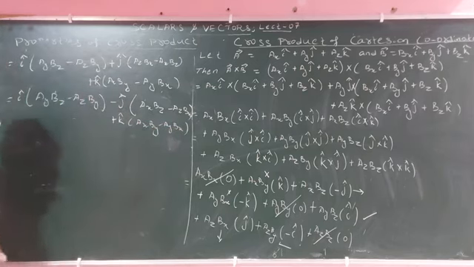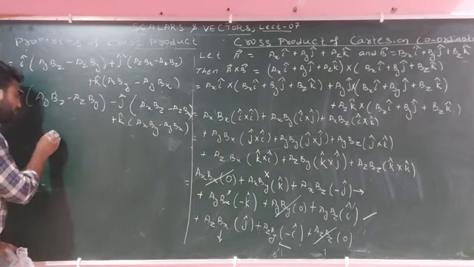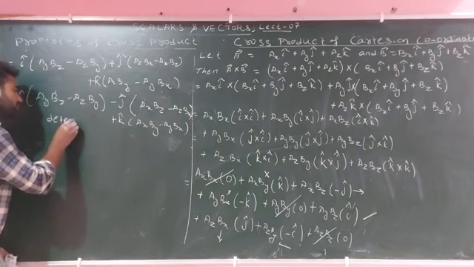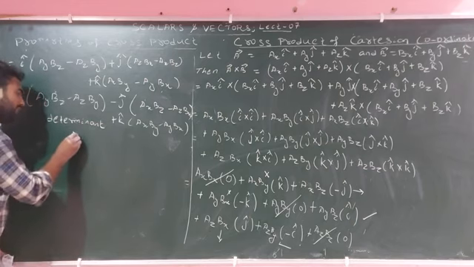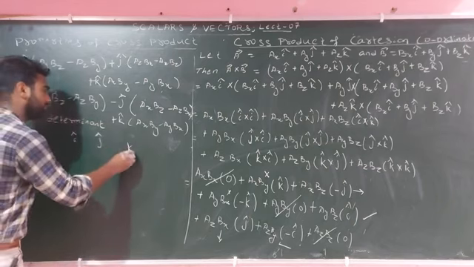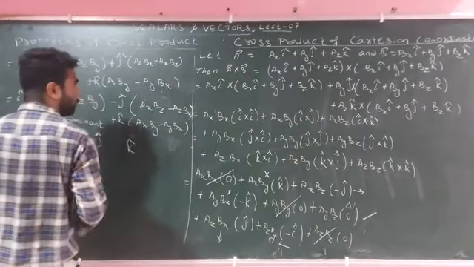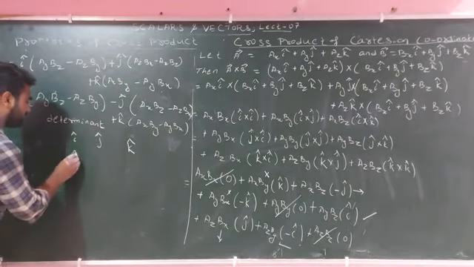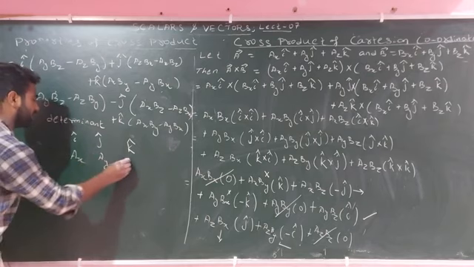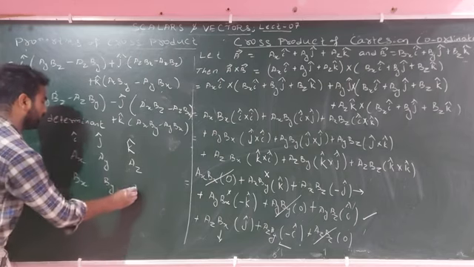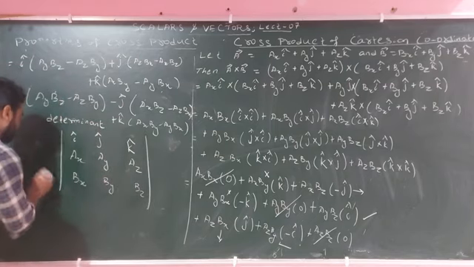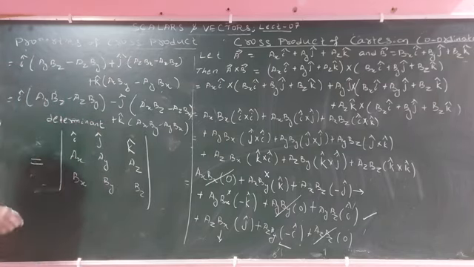It can be written in determinant form. Determinant means i cap, j cap, k cap. A vector has ax i plus ay j plus az k cap, and the coefficients of i cap, j cap, k cap of A vector are ax, ay, az. Similarly for B vector, bx, by, bz. This is the determinant form of A cross B vector.